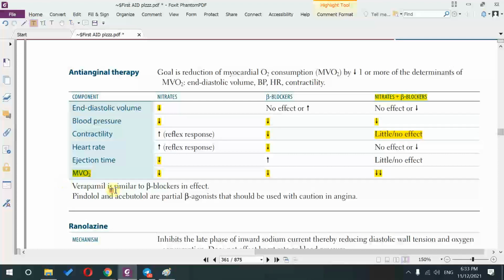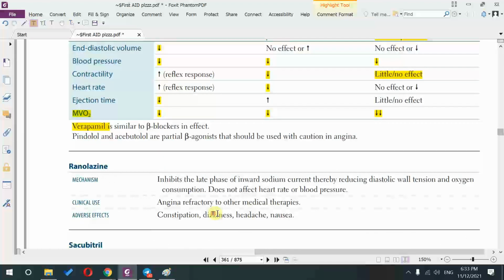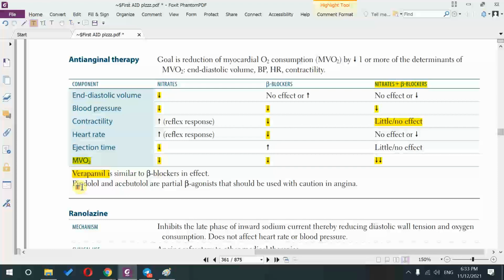Verapamil is similar to beta blocker in effects, but there is one thing that you must know, guys, regarding these drugs. Verapamil we like to use in an asthmatic patient. Okay, so why? Because beta blocker leads to bronchoconstriction, which is bad for the patient. So we have drugs called pindolol and acebutolol. They are partial beta agonists that should be used with caution in angina. So you need to be really careful with using a partial agonist.